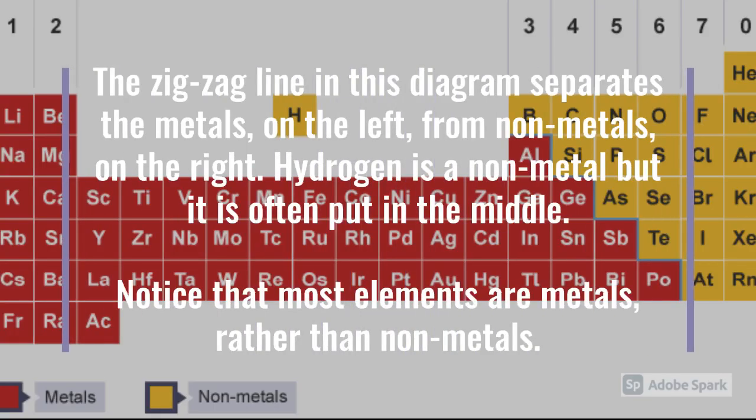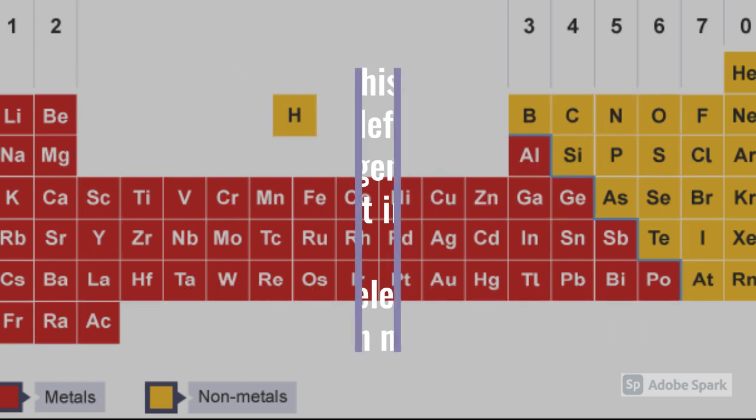Metals make up over 75% of all of the known elements. In the periodic table, you'll find that there is a massive section in the middle of the table called the transition elements. They're all made of metals. On the right-hand side, you'll see a zigzag line. The zigzag line in this diagram separates the metals on the left from non-metals on the right. Hydrogen's a non-metal, but it's often put in the middle.